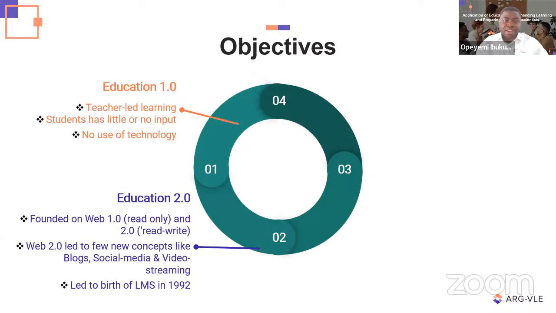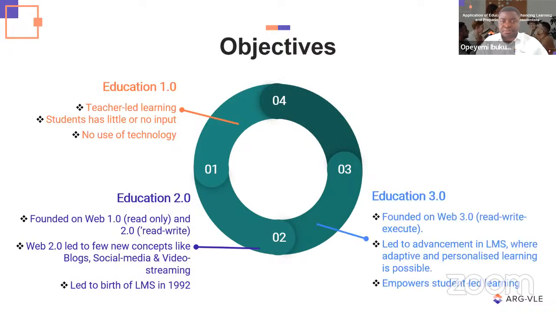Then later on, we have education 2.0. This was founded on Web 1.0, which was read-only, and then 2.0, that's read and write. So in terms of read and write, you have universities now having websites. And of course, Web 2.0 led into the social media and also video platforms that we have. The beauty about education 2.0 is that it led to the advent of the LMS that we currently have, and which has improved over time.